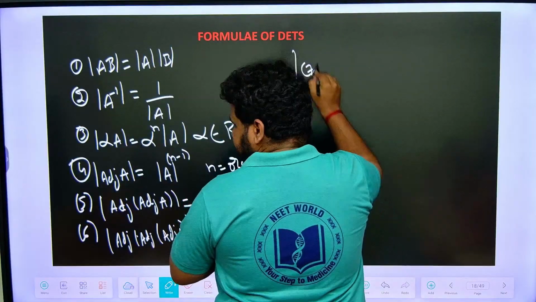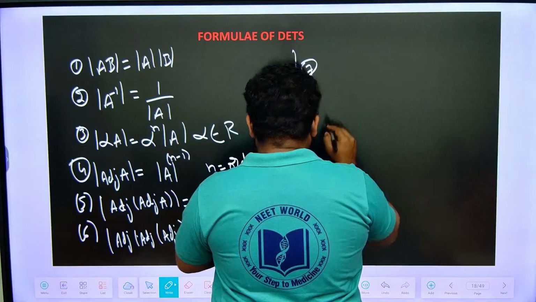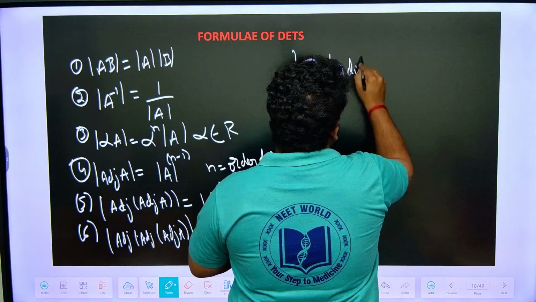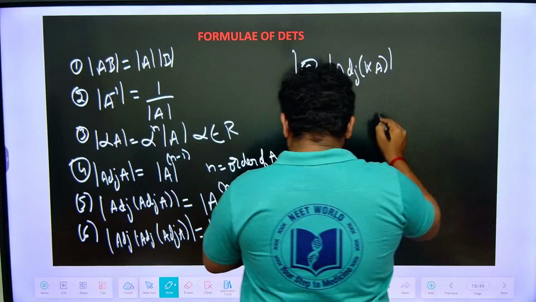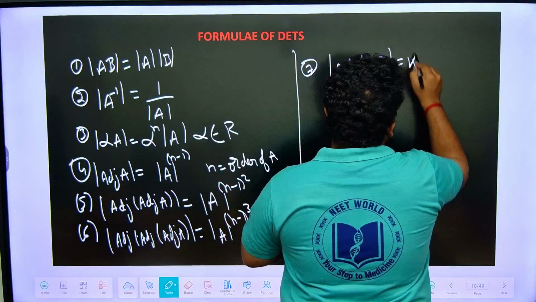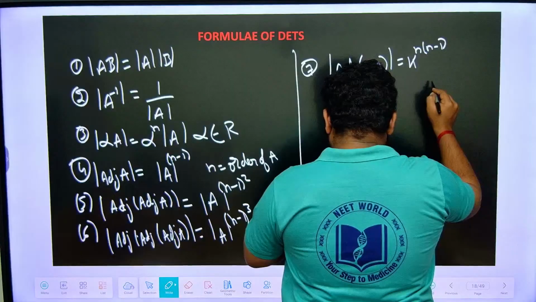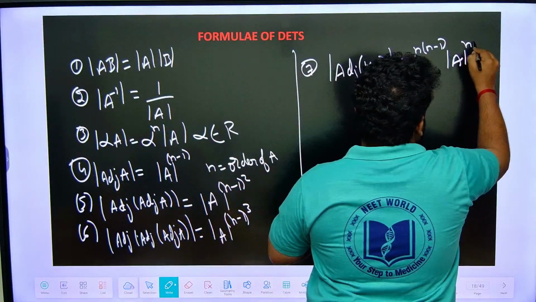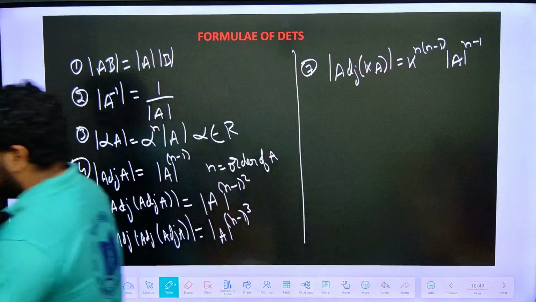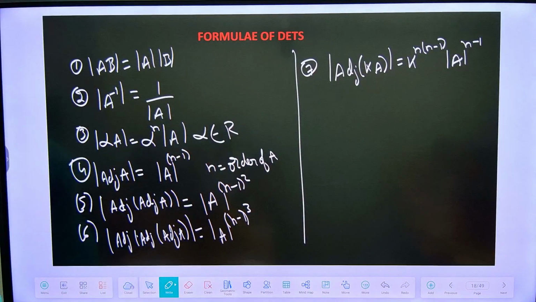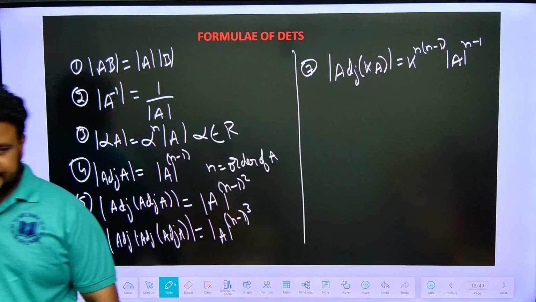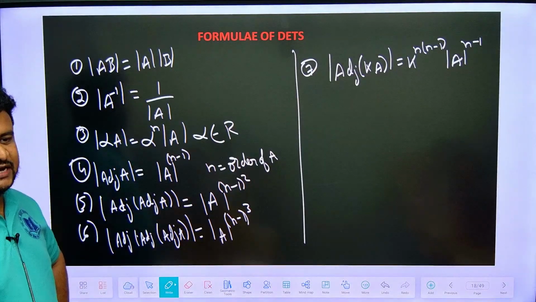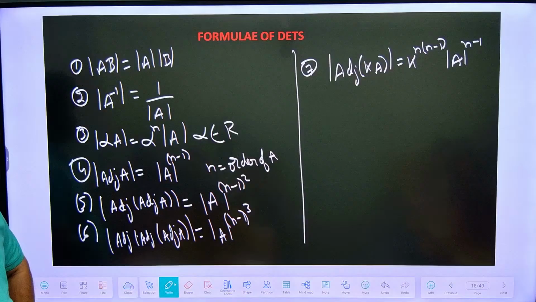Next thing, seventh one, please observe. If they give determinant of adjoint of k times A, it will be equal to what? It will be equal to k power n into n minus 1, into determinant of A power n minus 1. These are properties you must definitely remember. So adjoint of k times A is what? K will come out, so k power n minus 1, it will not be just n minus 1, it is n into n minus 1. K is also there. K power n into n minus 1, into determinant of A power n minus 1.